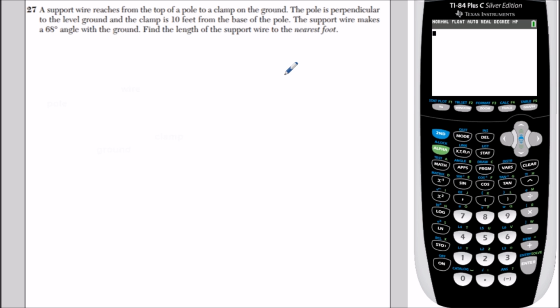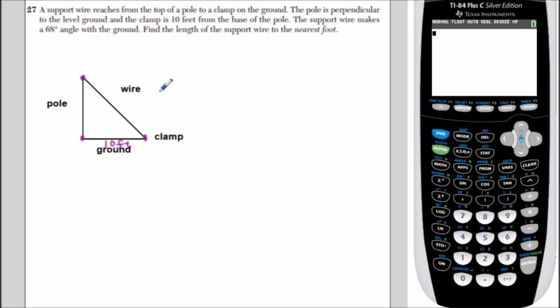Now for question 27, we have a word problem, but what we need to be able to do is read this question and translate it onto a diagram. So we have a support wire reaching the top of a pole, and the wire goes from the top of a pole to a clamp on the ground, and they're telling us the clamp is 10 feet away from the base or bottom of the pole. So this distance here is 10 feet.